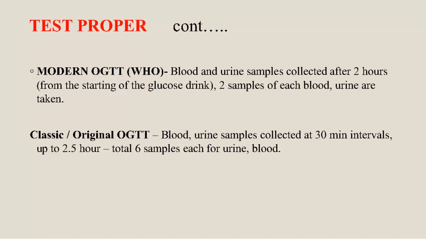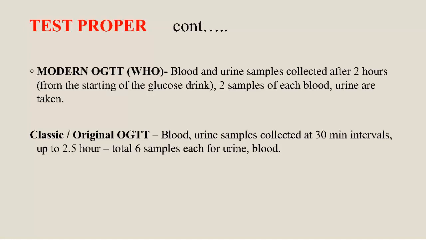Here, the blood and urine samples are collected at 30 minute intervals up to 2.5 hours. So, a total of 6 samples of urine and 6 samples of blood are collected. But it's a cumbersome procedure and it was later found that there is no extra added benefit for patient management. For this reason, WHO made it simple, and asked to test the OGTT in a modern format.